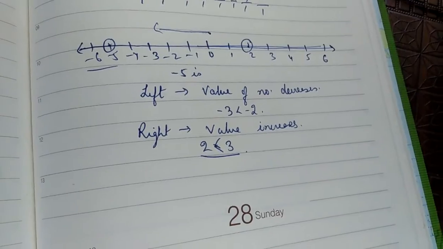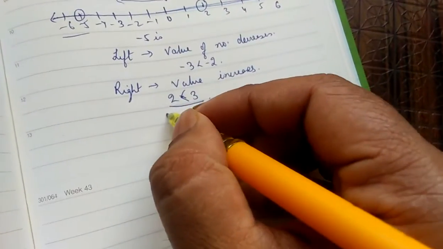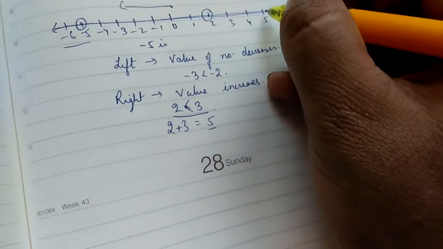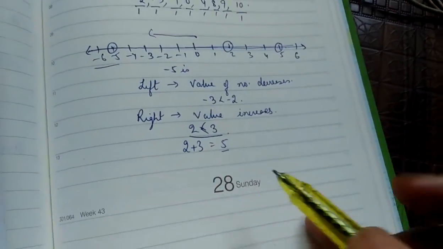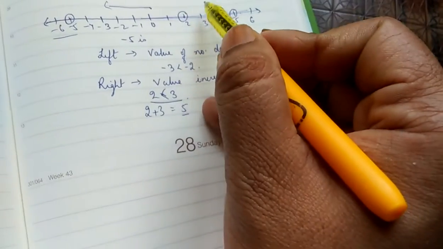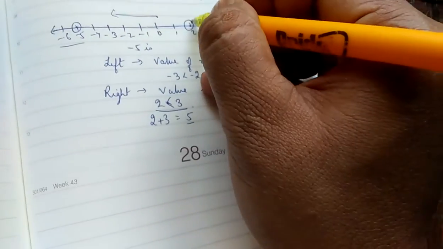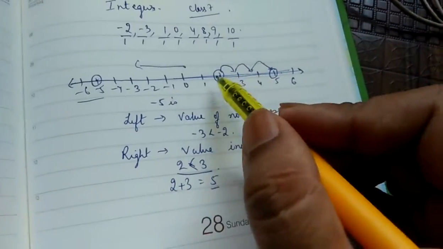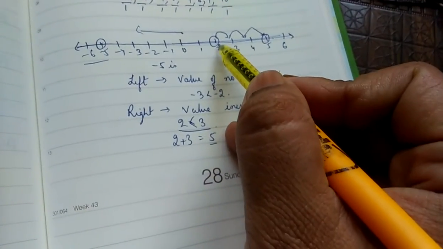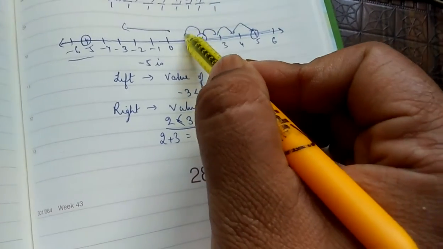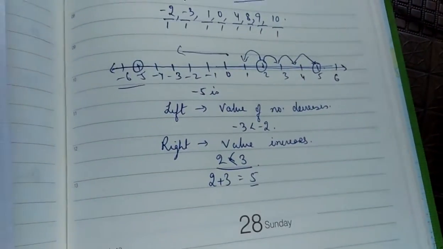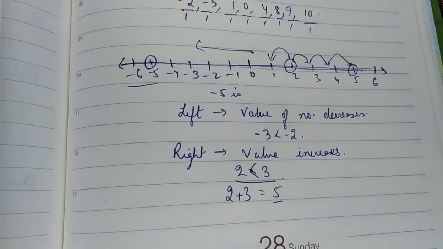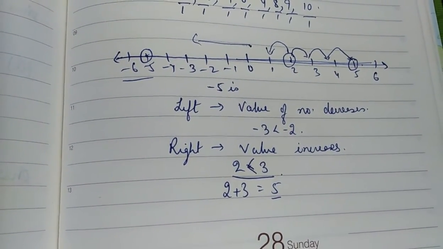On a number line, when we add a positive integer, so 2 plus 3, we move to the right, which is 5. So 2 plus 3 is 1, 2, 3 steps to the right. When 2 minus 1, we are moving towards the left. So whenever we are subtracting any integer, we move towards the left. When we are adding any integer, we move towards the right.